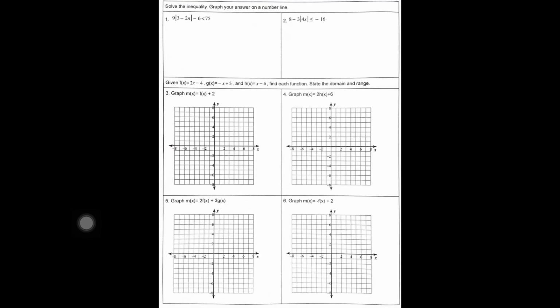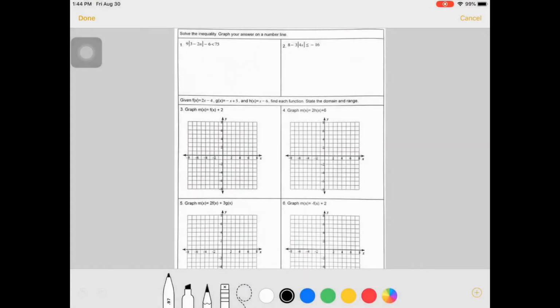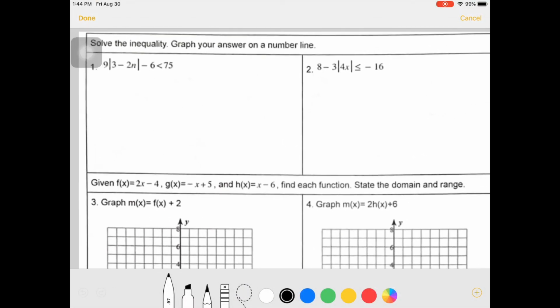Okay, on the supplement, I apologize, I meant to have this included as well in your normal review. So 1 and 2 are from your day 1.3. They're your absolute value equations, or inequalities.